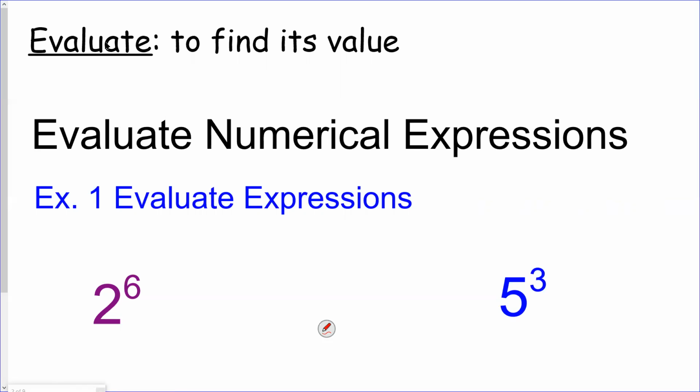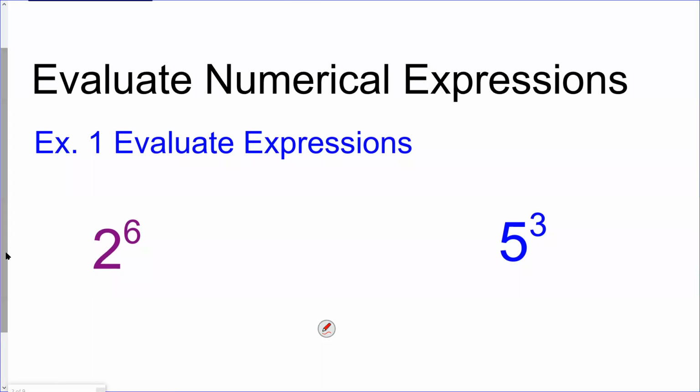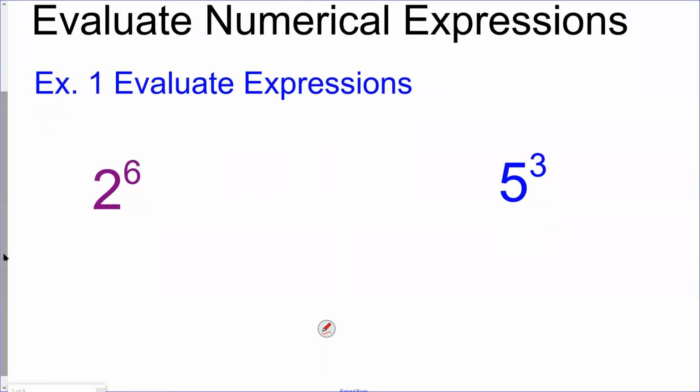Example 1, and you should write this down. Evaluate expressions. So what are we doing here? We are going to evaluate 2 to the 6th power. What does this mean? So how are we going to evaluate this? We're first going to write it out. 2 to the 6th power means 2 times 2 times 2 times 2 times 2 times 2. It means we have 2 times itself 6 times. We have 6 2's, and they're being multiplied.